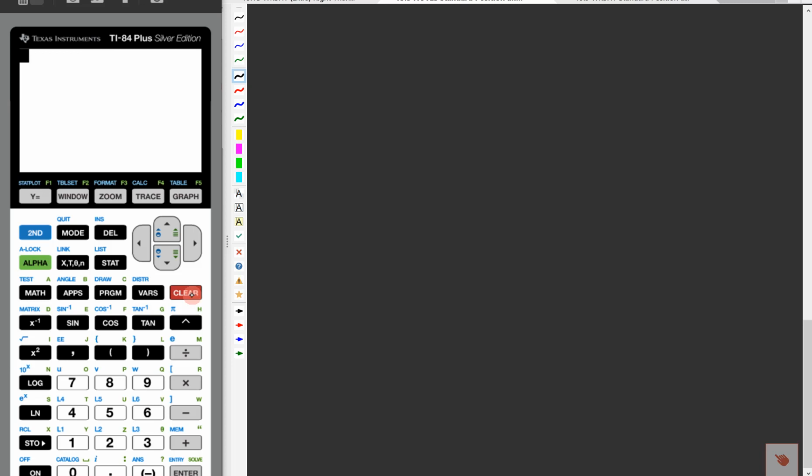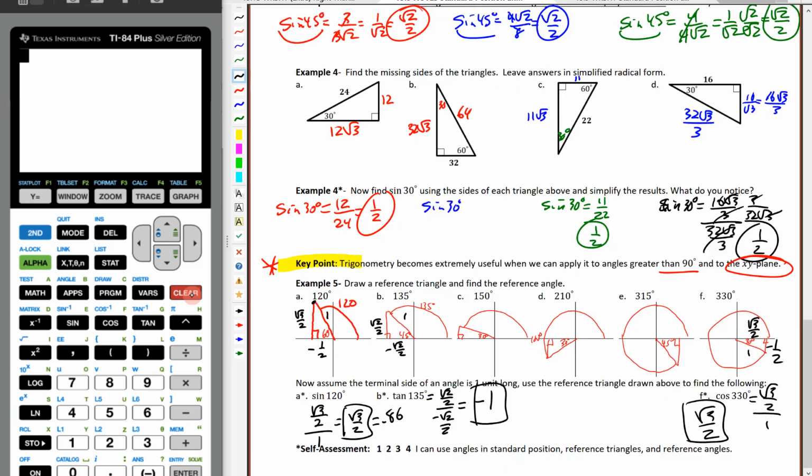Would you type in the sine of 120? Did we get it? Yeah. Okay. Yes, sir. Tangent of 135? Did we get it? Yeah. Cosine of 330.